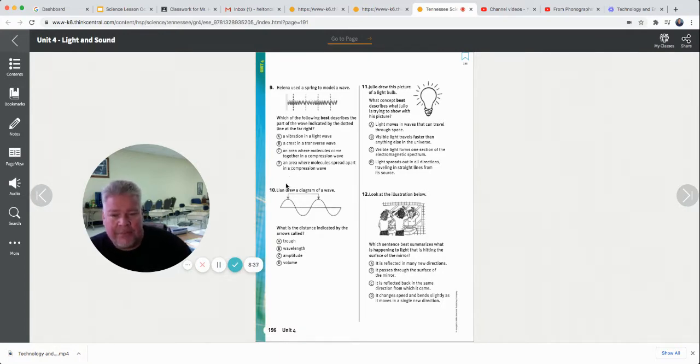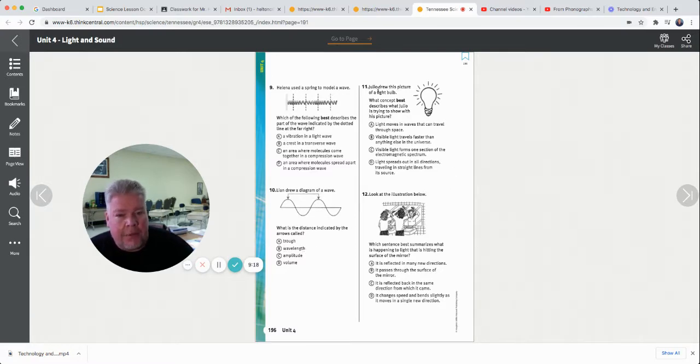Number 10 says, Leon drew a diagram of a wave. Excuse me. Leon drew a diagram of a wave. What's the distance indicated by the arrows called? So remember, these are the crests, and the little things at the bottom are the troughs. So crest and trough. What's the measure called from one crest to another crest? Well, we learned that that's called B, wavelength. So 10 is wavelength. When we're measuring from one crest to another crest, we are measuring wavelength.